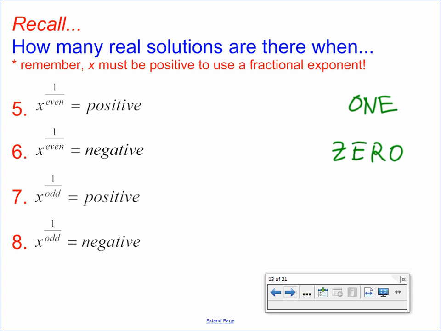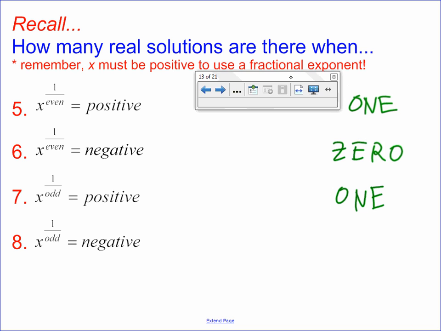x to the one odd power, the cube root of x equals 4. Oh yeah, and then x would be 64, so that's no problem. So we've got one solution there. And then the final case, because of fractional exponents, we're not allowed to have negative bases. Therefore, there'd be no real solutions if we've expressed that equation with a fractional exponent. We're only allowed to have positive bases. Therefore, there'd be no way we could set a negative result there. So again, 0.